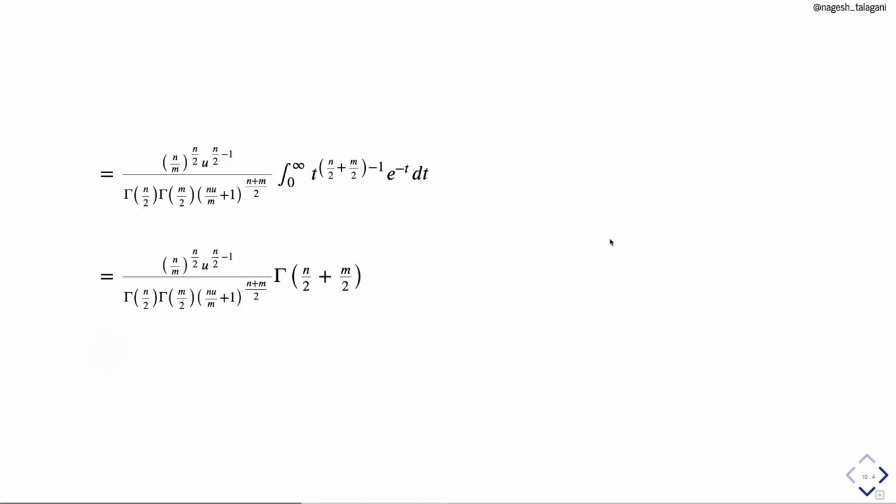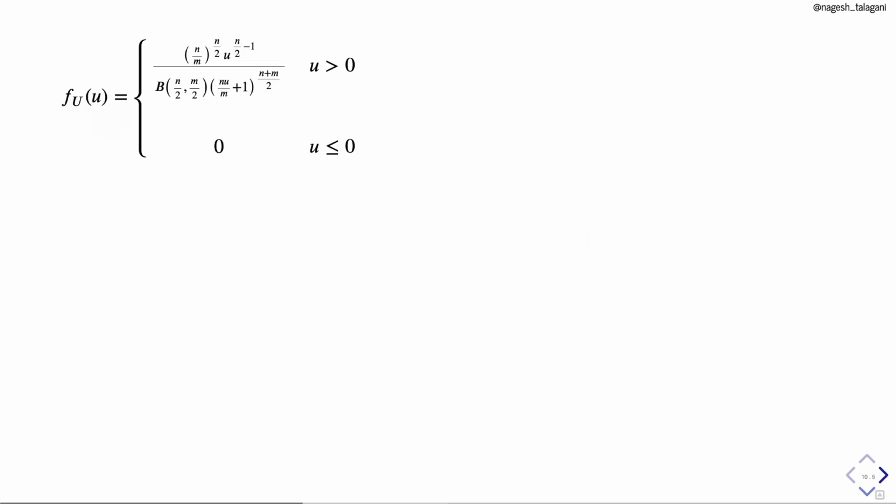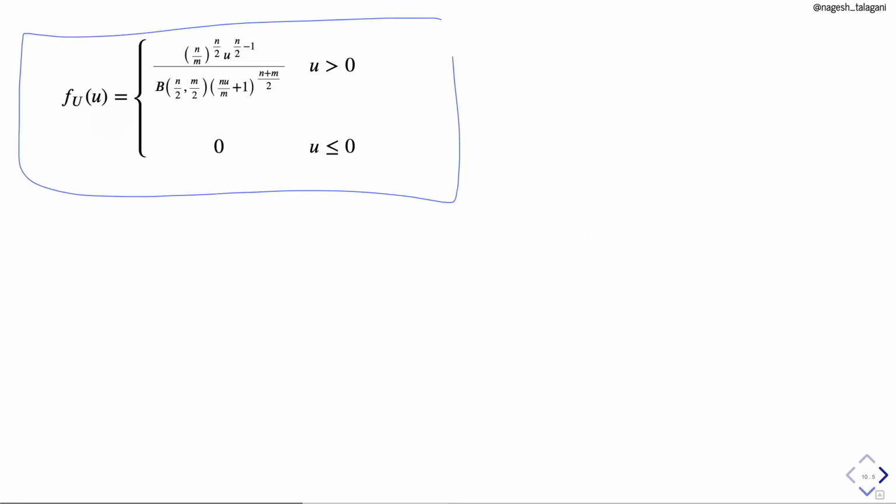So our PDF is going to be this. This is our PDF of u. f_U(u) equals (n/m)^(n/2) times u^(n/2 - 1) divided by beta(n/2, m/2) times (nu/m + 1)^((n+m)/2) for u positive, 0 for u less than or equal to 0. This is the PDF of u, which follows the F distribution with n and m degrees of freedom.